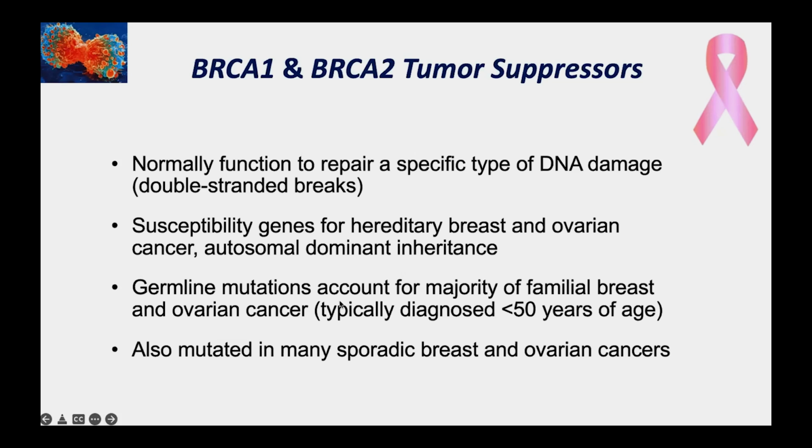And so mutations in these are, again, responsible for familial breast and ovarian cancer. And individuals are typically diagnosed less than 50 years old. And these are also mutated in many sporadic breast and ovarian cancers. And in individuals with breast and ovarian cancers where they don't have a BRCA1 or BRCA2 mutation, there are other genes that work with BRCA1 and 2 in the similar pathway that are often mutated. So it's kind of like they have friends that they all work together. So if any one of them is disrupted, it can have a similar effect.